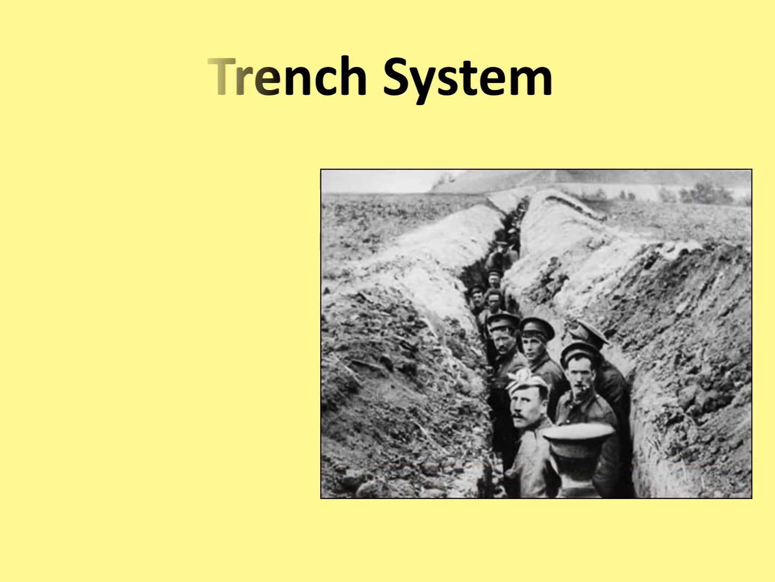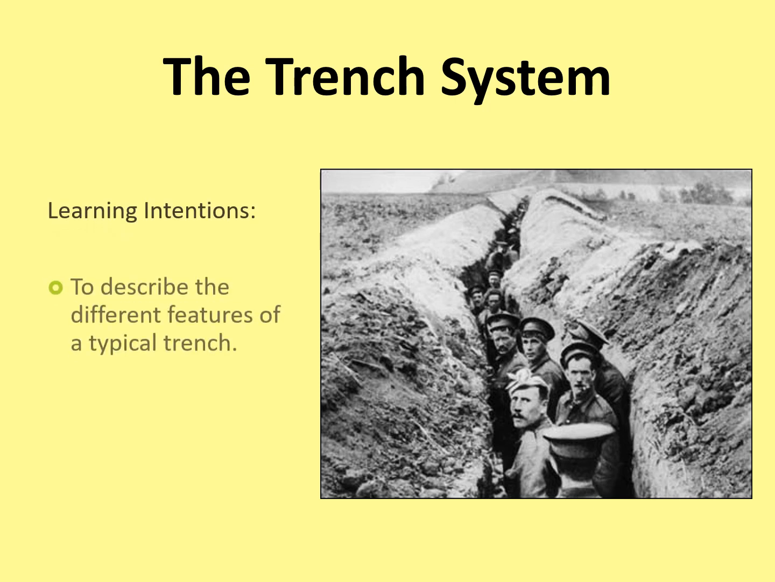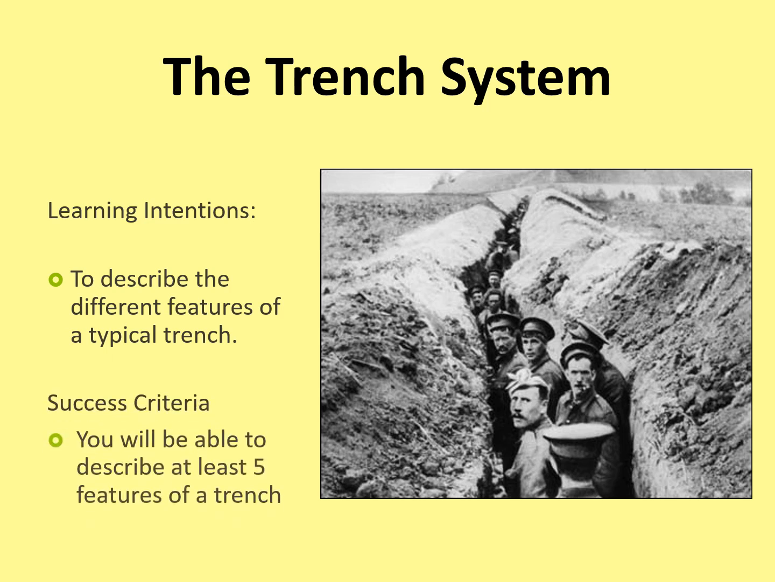So now that you've done all those challenges, looking back at the learning intentions and the success criteria for today, the main aim of this lesson was for you to describe the different features of a typical trench. So what did a trench look like? What was in it? What was a trench system? You should, by the end of this lesson, be able to describe at least 5 features of a trench. You will have way more, but at least 5 was the minimum. It was kind of like your bronze of National 4 or 5. You will have a lot more, and hopefully you will feel a little bit more confident in describing what a trench system was.